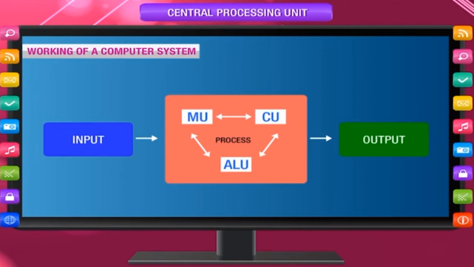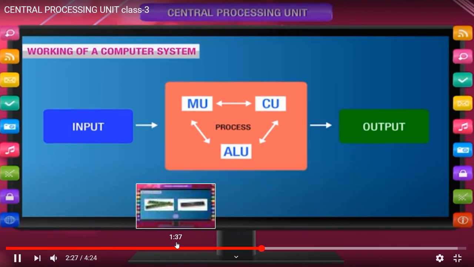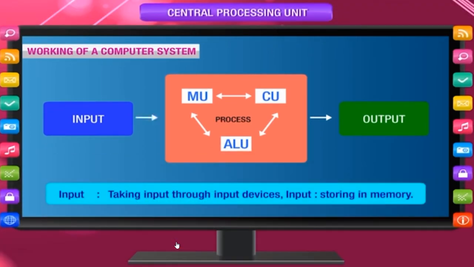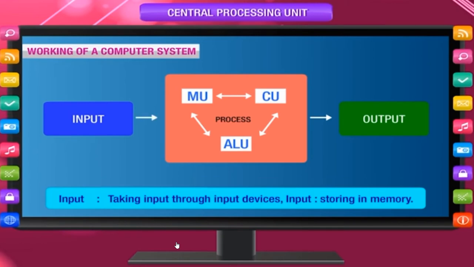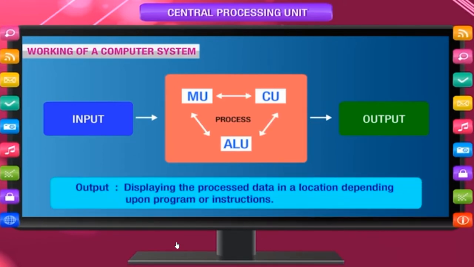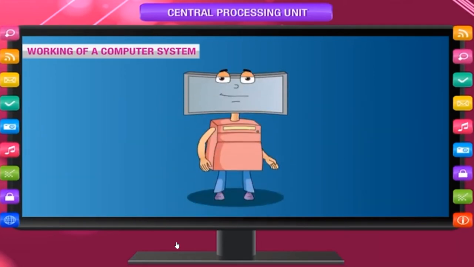Working of a computer system. The three main activities of a computer system are as follows. Input: taking input through input devices, storing in memory. Processing: the execution of data and instructions in ALU. Output: displaying the processed data in a location depending upon program or instructions. All these activities are performed by the CPU.